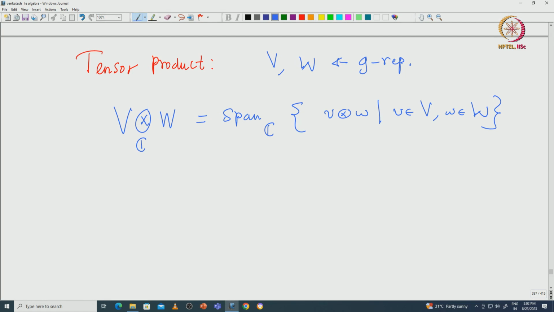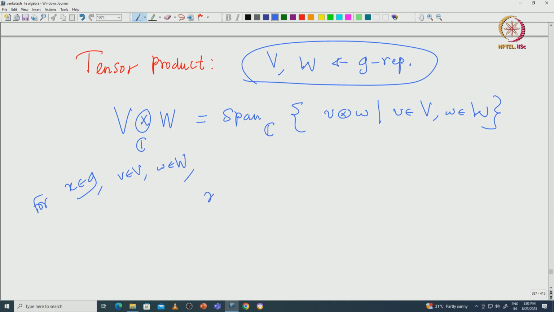So, now what are we going to do? These two are given to be G representations, so we are going to define the action of G on this V tensor W. How is it defined? You take x in G, v in V and w in W. For this data, you define x dot v tensor w using what is called the product rule: x v tensor w plus v tensor x w.